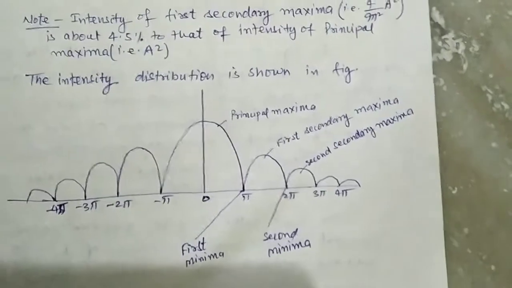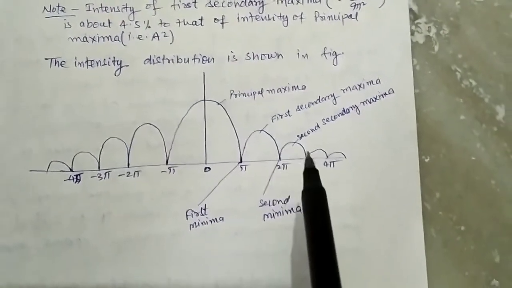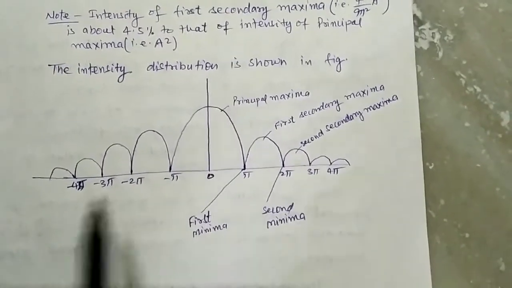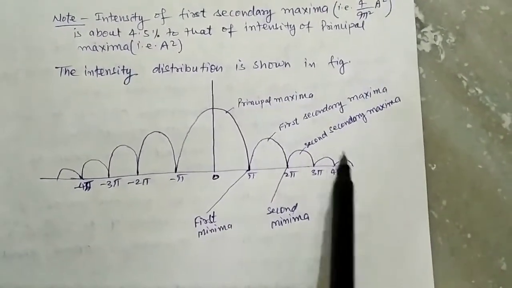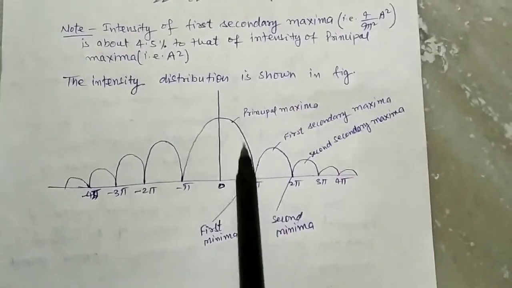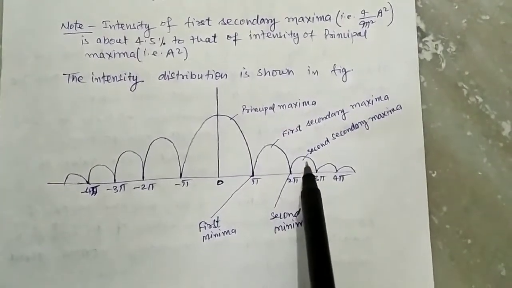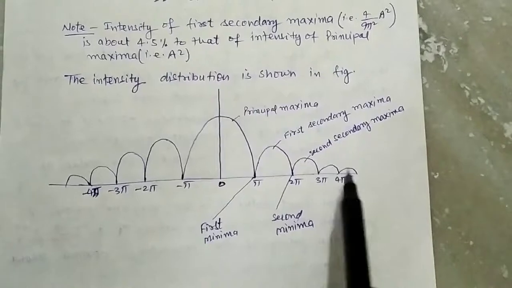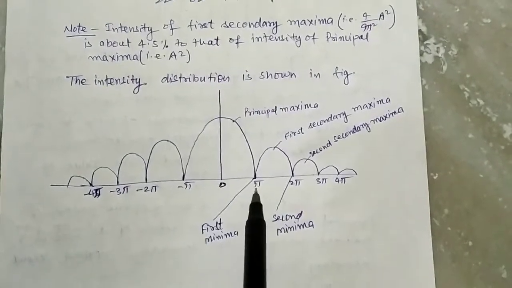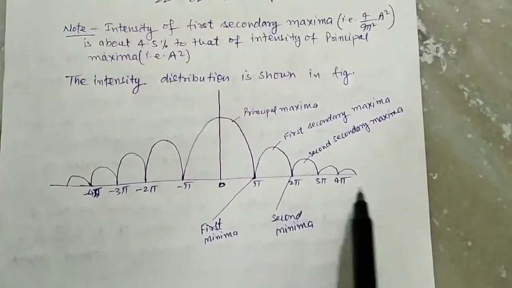Here I would like to show the intensity distribution curve, which will be discussed finally in this topic. This is the intensity distribution curve. This is principal maxima. This is first secondary maxima, second secondary maxima, and so on. And these are the minima. First minima, second minima, third minima, and so on.